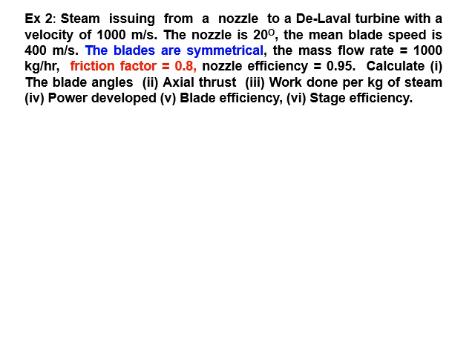After reading this numerical, try to write all the given data from it. Steam issuing from a nozzle to a level turbine, where the level turbine is also called a single stage impulse turbine, with a velocity of 1000 meters per second. So here V1 is equal to 1000 meters per second. The nozzle angle is 20 degrees, that means alpha 1 is equal to 20 degrees. The mean blade speed is 400 meters per second, so U is equal to 400 meters per second. The blades are symmetrical, that means beta 1 is equal to beta 2. The blade angle at inlet is equal to the blade angle at outlet.